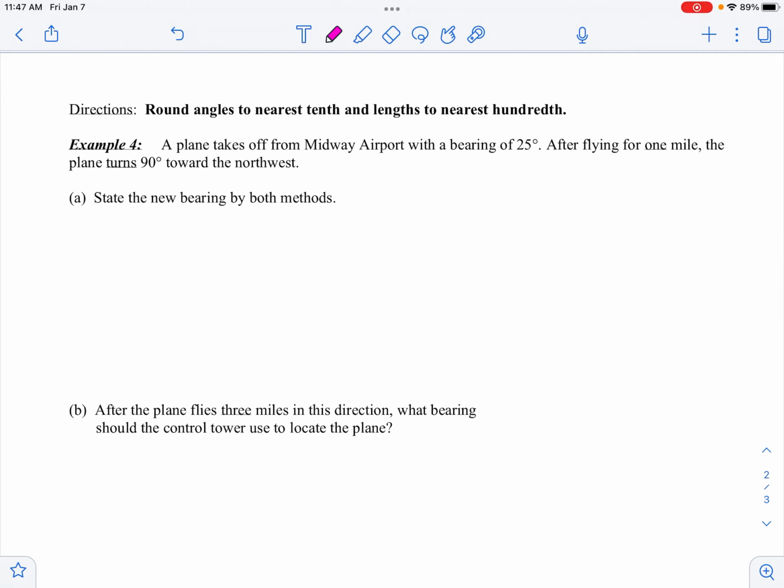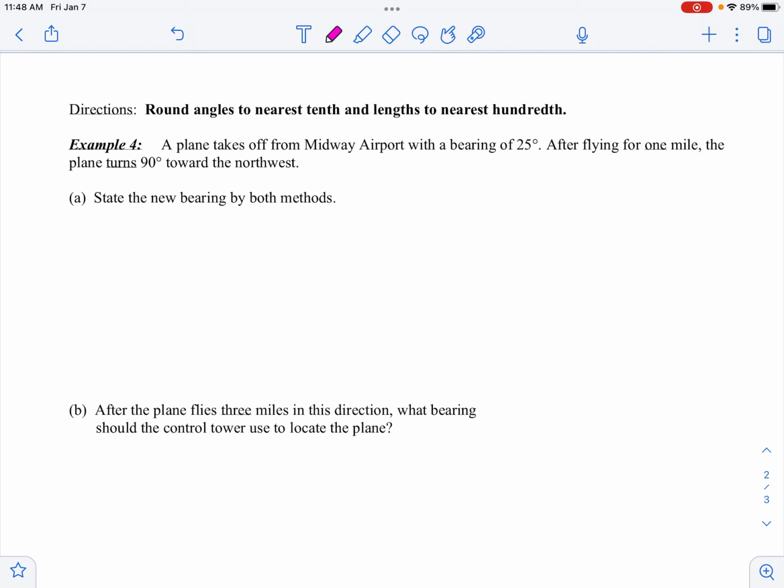All right, so now we're going to do some bearing and navigation. We're going to use this to do some bearing and navigation problems. It says round all angles to the nearest tenth and round all lengths to the nearest hundredth. So I'm going to have a hard time remembering to do that because I'm so used to 3 decimal places, but I'm going to try my best. All right, now I'm going to do it correctly.